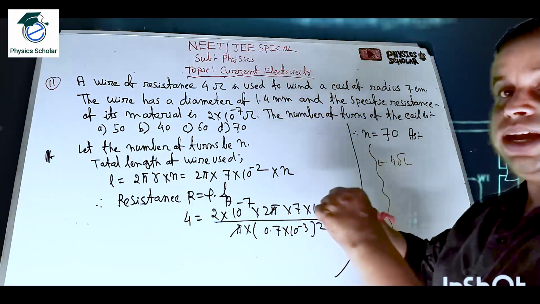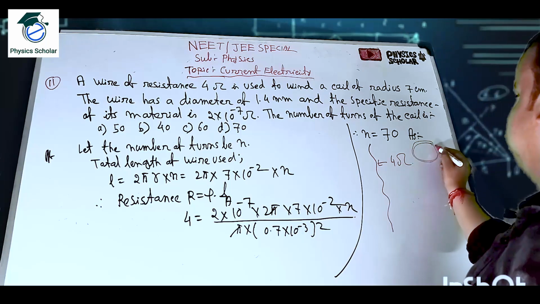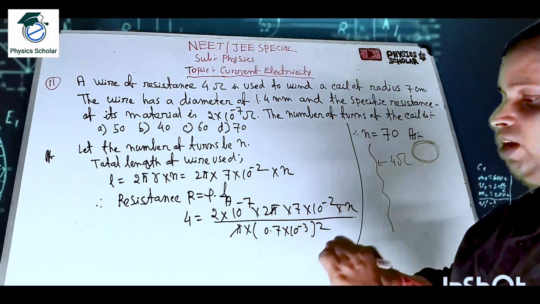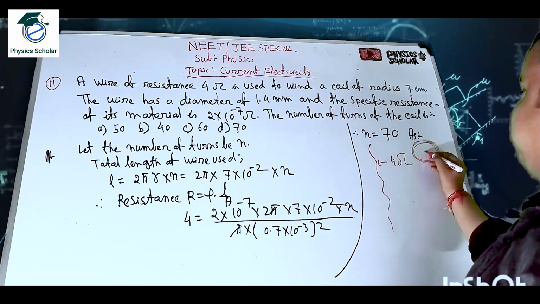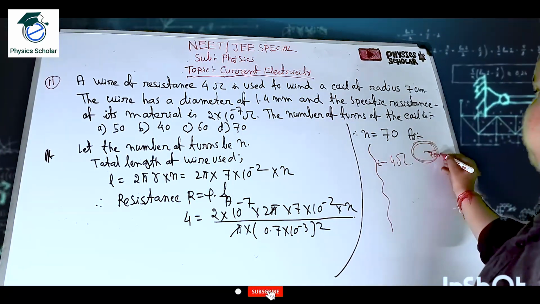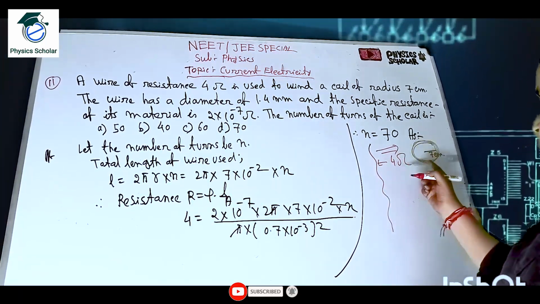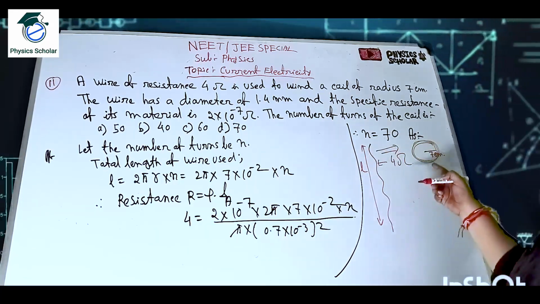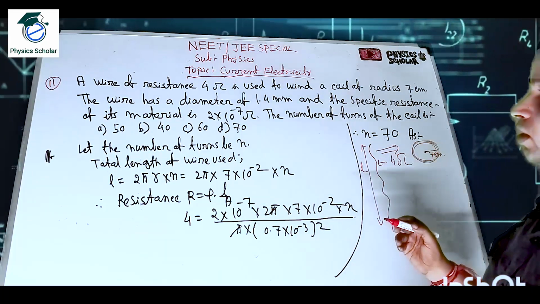So we are winding a coil, having a number of turns in it, with this wire. The radius of the coil is 7 centimeter. With this wire we are preparing the coil. Suppose the length of the wire is L. So the radius of the coil is 7 centimeter. Clear?